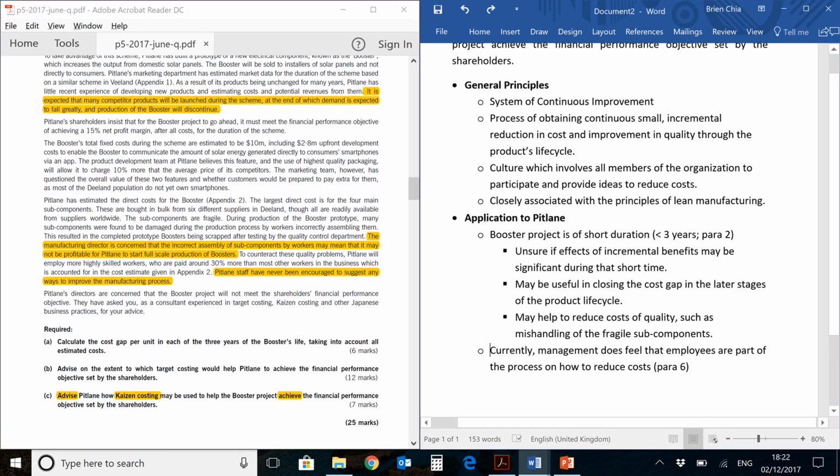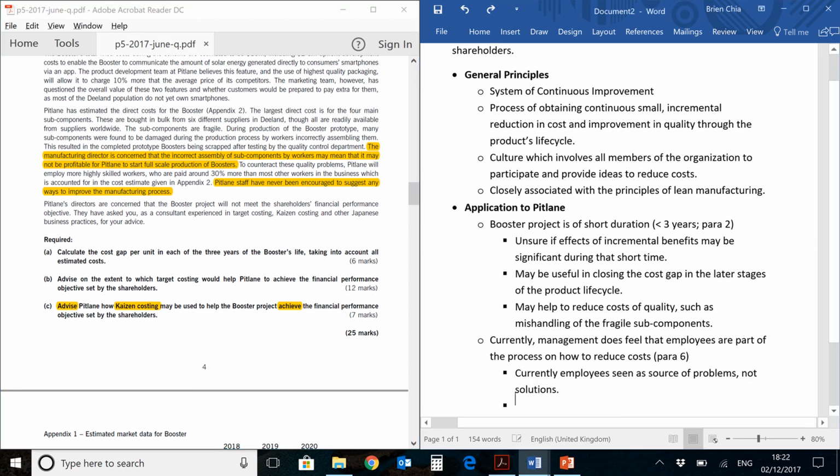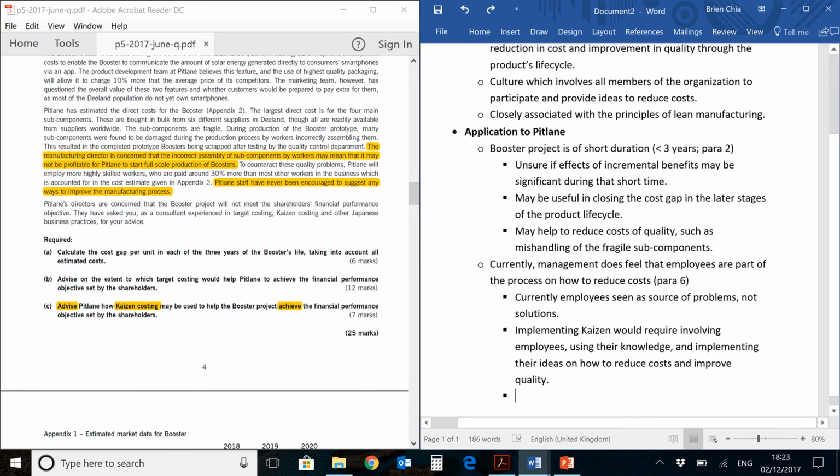Secondly, we will talk about the culture. Currently, the culture is very traditional. They see employees as costs, and as the source of wastage, the source of problems. So that's why I stated over here, currently, employees are seen as a source of problems, as you can see from the comments of the manufacturing director over here. And so when we implement Kaizen, we would need to involve the employees. We'll be using their knowledge and implementing their ideas. This is quite a step for management to listen to employees, take their suggestions and implement them to reduce cost and improve quality.